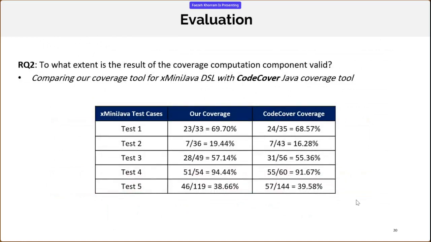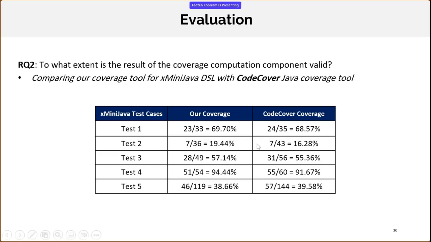In the second research question, we were interested in seeing to what extent the result of our coverage computation approach is valid. As I said, Mini Java is a simple version of Java. So it allows us to make a kind of comparison between our coverage computation and some existing coverage tool of Java. So we randomly selected a set of test cases of our Mini Java model, and we compared the coverage that is computed by our approach with the coverage of the equivalent JUnit test cases for equivalent Java programs, equivalent to our Mini Java models and test cases.